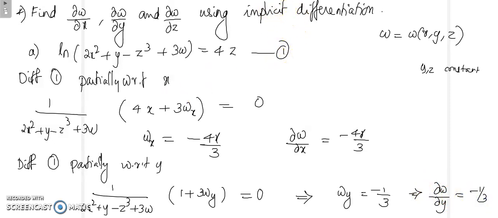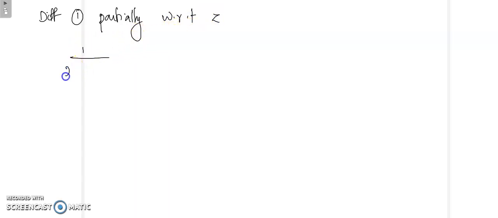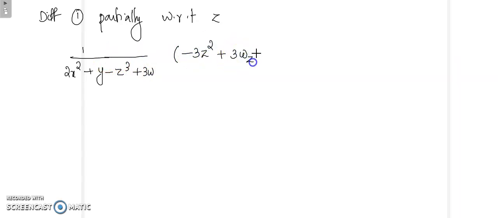Okay. We will consider dou w by dou z. So differentiate 1 partially with respect to z. With respect to z, we will get 1 by the log in the derivative, 1 by 2x squared plus y minus z cubed plus 3w. Now differentiate with respect to z. So we will get minus 3z squared plus 3wz.